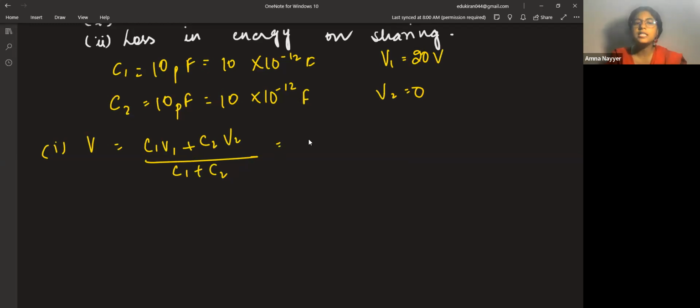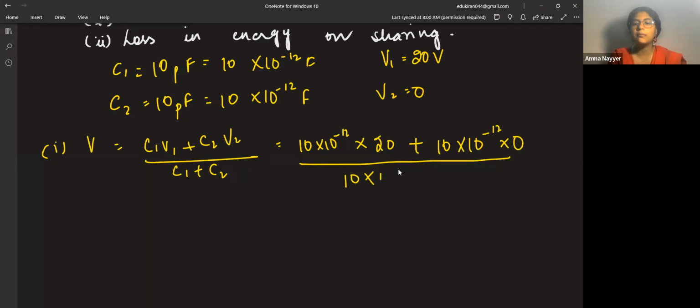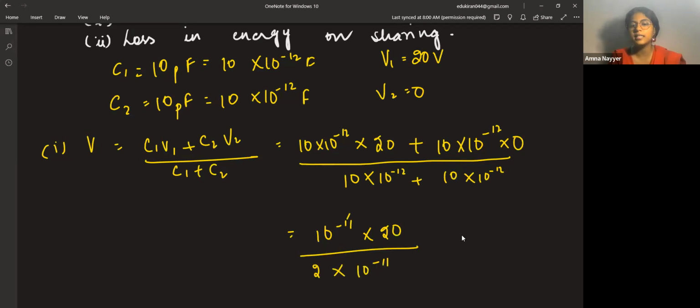Now see, C1, what is the value? 10 into 10 to the power minus 12, into V1 which is 20, plus C2, this is 10 into 10 to the power minus 12, V2 is 0, divided by 10 into 10 to the power minus 12 plus 10 into 10 to the power minus 12. So this term becomes 0. You actually have 10 to the power minus 11 into 20, and the denominator becomes 2 into 10 to the power minus 11. So this will be cancelled. This is 10. So 10 volt is the common potential.